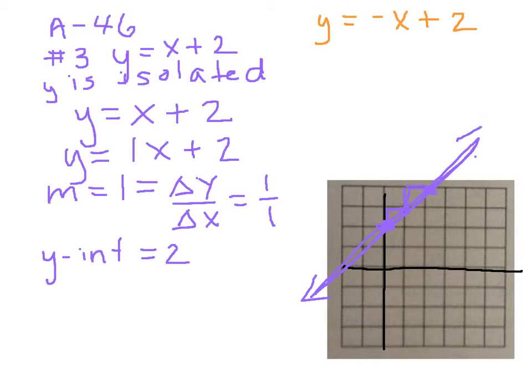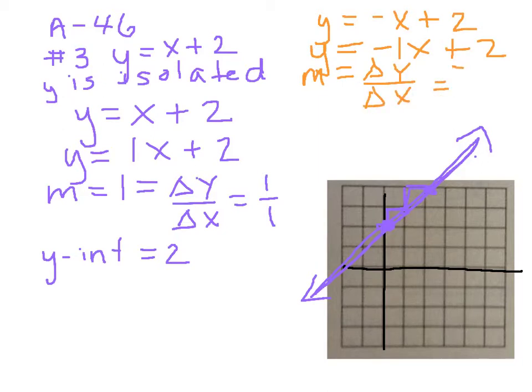All right? And then let's go ahead and do this one. This is the same thing as saying y is equal to negative 1x plus 2, because negative 1 times x is negative x. Therefore, my slope, my change in y over my change in x, is equal to negative 1 over 1, which is negative 1. And my y-intercept is equal to 2. So I am right there for my y-intercept.